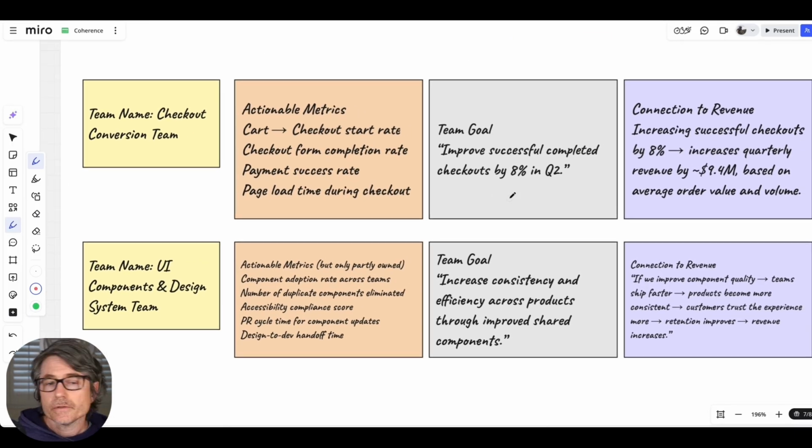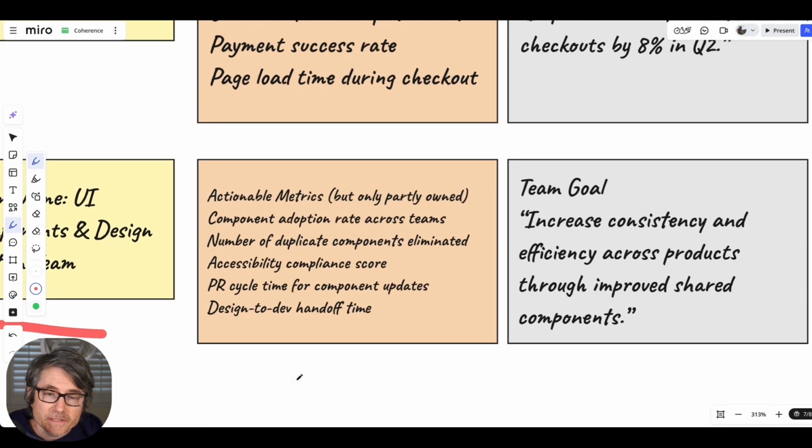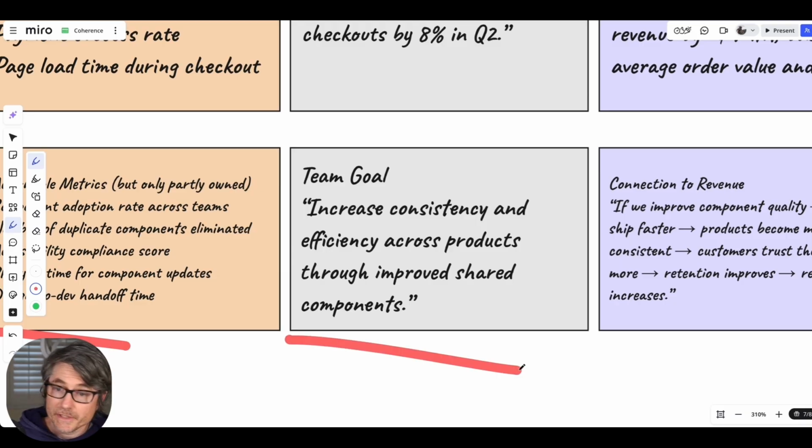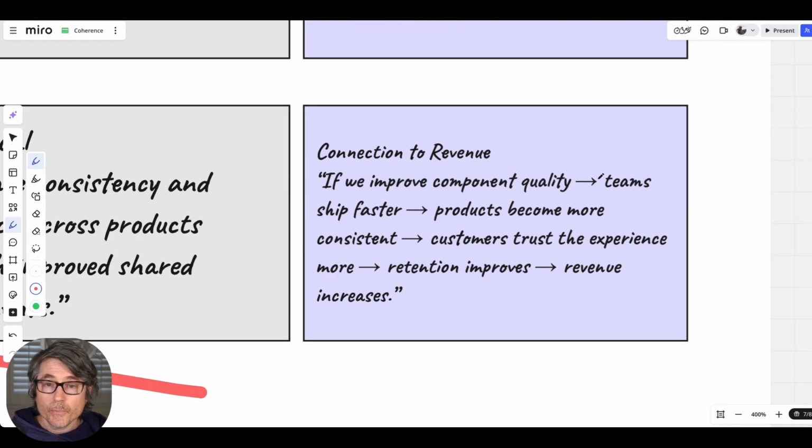Another example here, imagine 2 teams. You've got a checkout conversion team. They've got these very concrete actionable metrics like checkout form completion rate, payment success rate. They have a team goal of improved successful completed checkouts. That's a very, very clear connection to revenue. Now, this goes without saying that design system teams are very, very important, but its connection to revenue would be somewhat different. It's slightly less tangible input metrics. The team goal is really important, but it's going to take a couple hops to get from this team to improving component quality, to teams ship faster, to products become more consistent, customers trust the experience, retention improves, revenue increases.